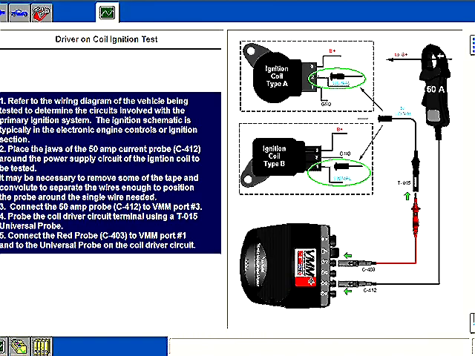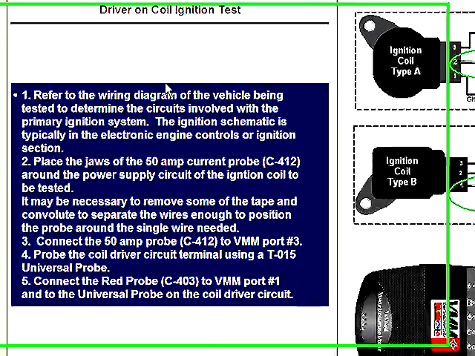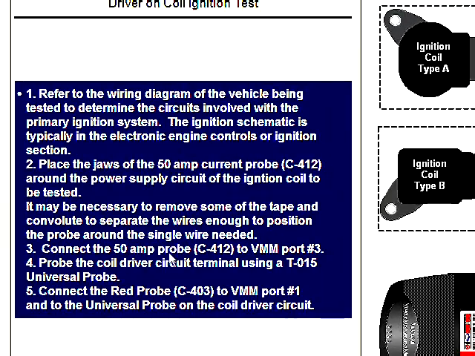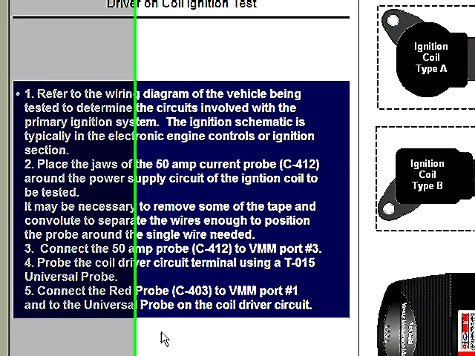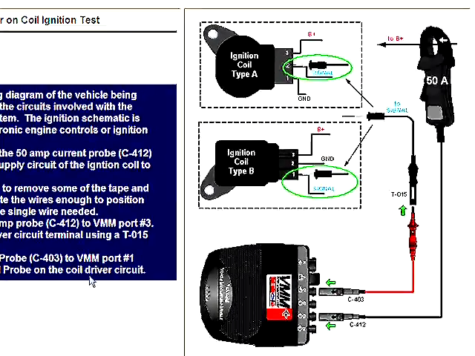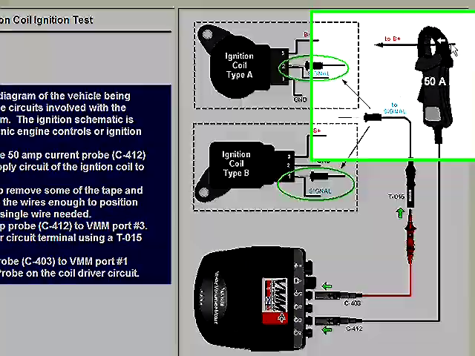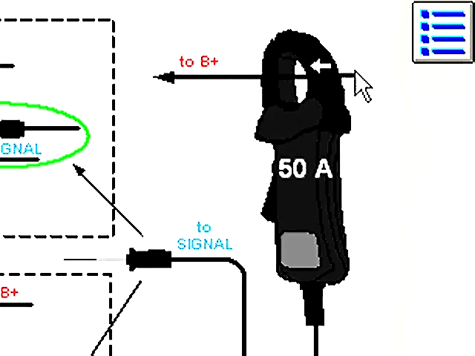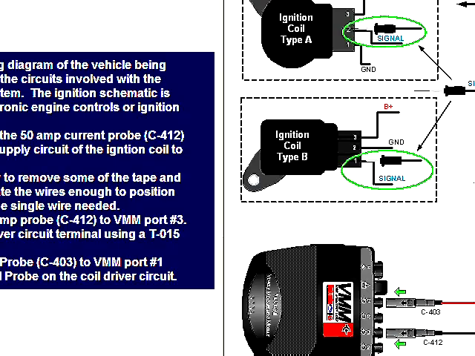This will display the DriverOnCoil hookup instructions for configuring the VMM, current probe, and universal probe. When connecting the current probe, pay particular attention to the orientation of the probe indicated by the arrow located on the jaws of the probe. Incorrect probe orientation will result in a negative going current pulse. If this occurs, simply reverse the probe orientation.